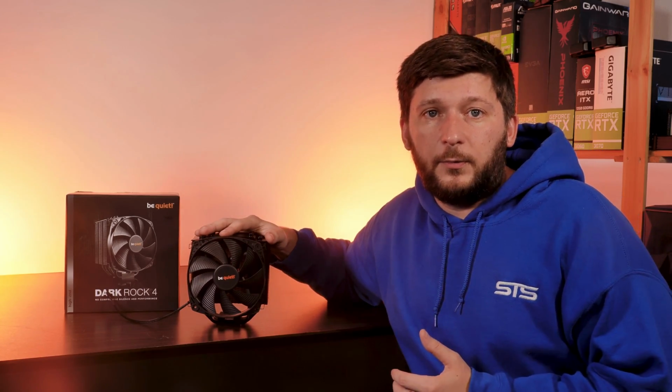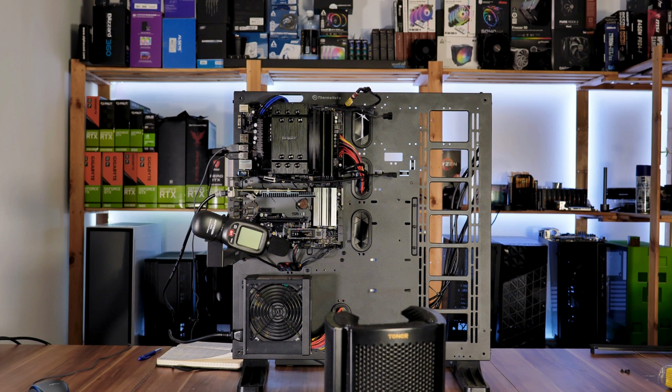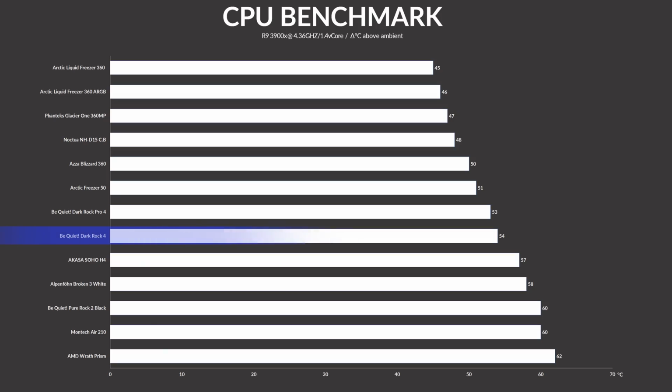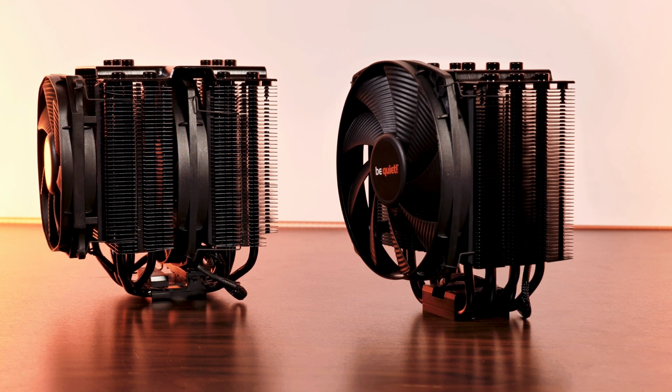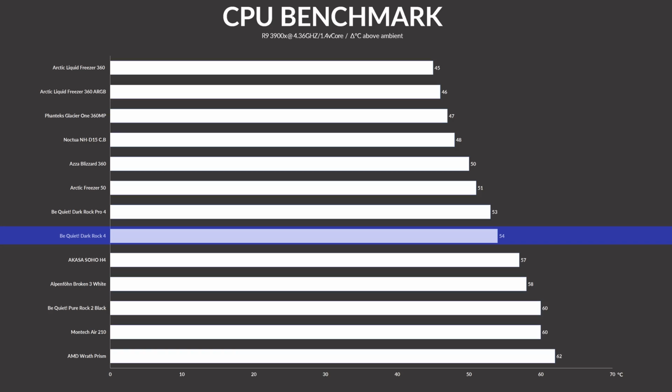Okay, with the bad stuff out of the way, let's go to the really good stuff, performance. We tested the Dark Rock 4 on top of our usual 3900X locked at 4.36 GHz and 1.4 volts V-core. Under full load, this little boy was able to keep the CPU at a stunning 54 degrees above ambient, which is just 1 degree C behind the bigger dual tower and fan Dark Rock Pro, and far above every other single tower air cooler we had so far.